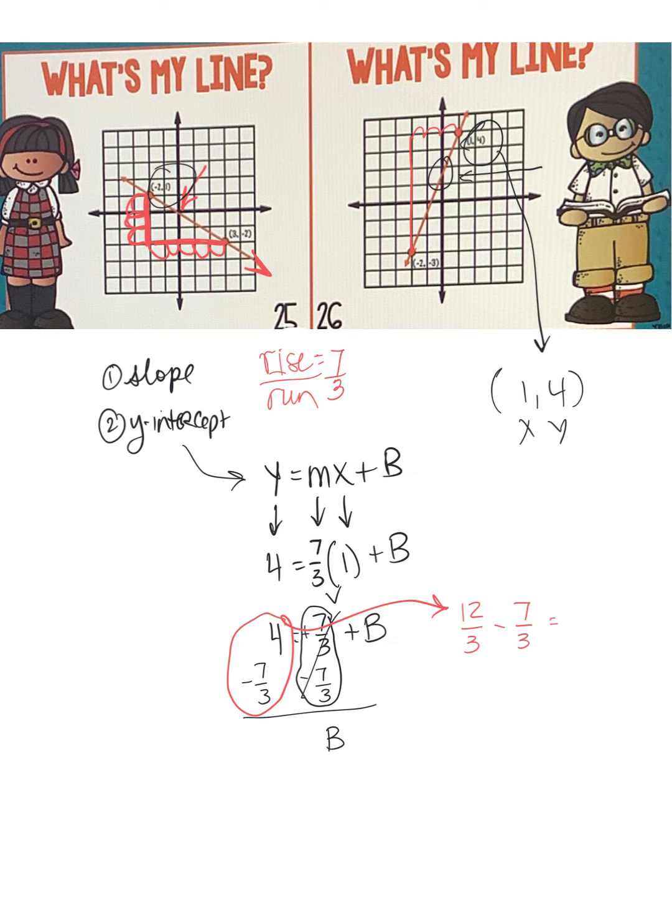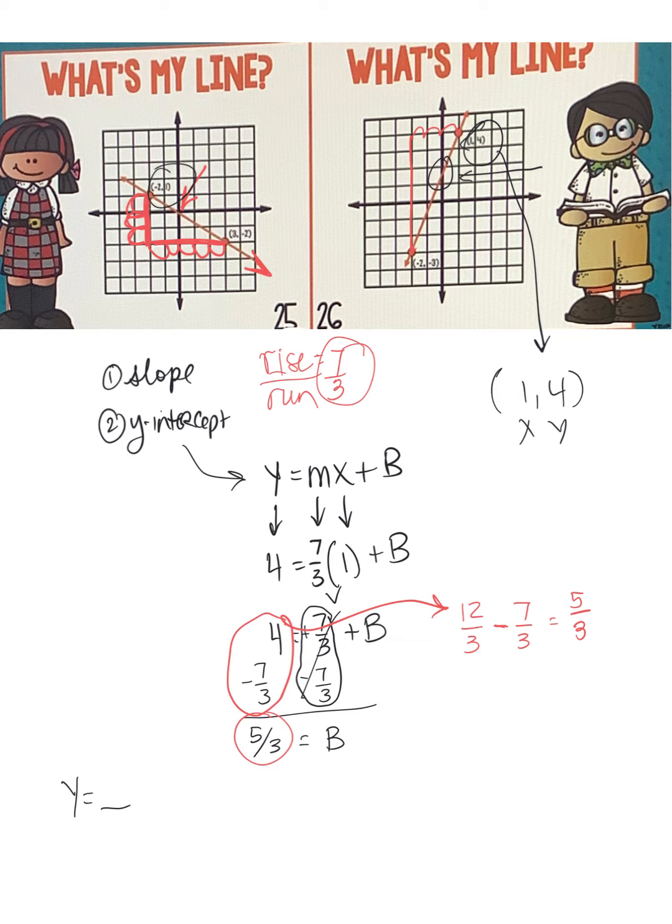Remember, with subtraction, when you subtract fractions, you have to have a common denominator. That stays the same, and 12 minus 7 is 5. And now we have a y-intercept of 5/3. Ta-da! We have the two things we need. We have a slope, we have a y-intercept. So we can write the equation.